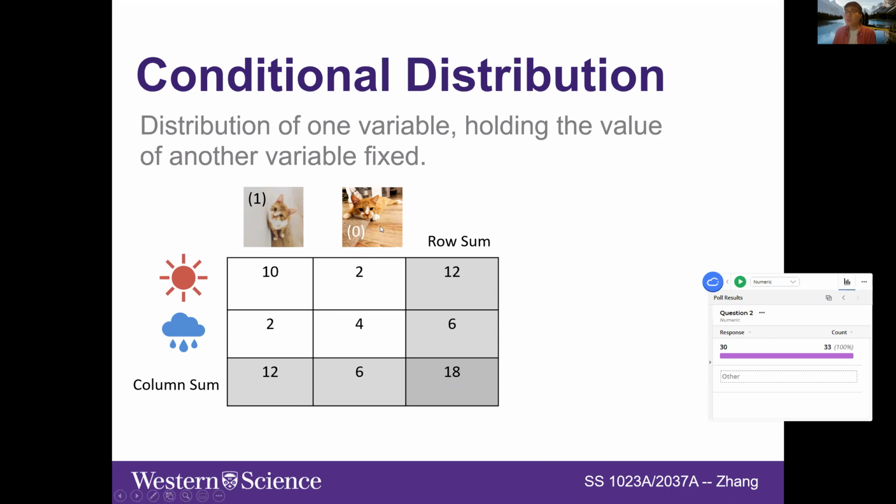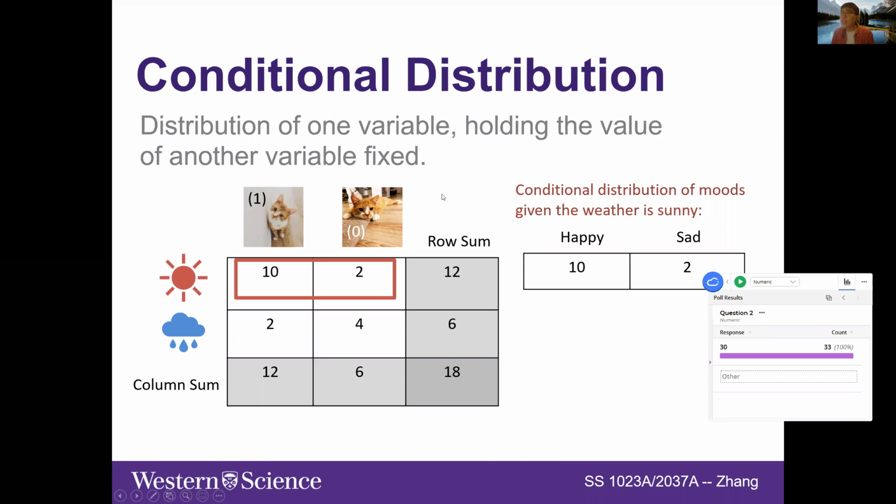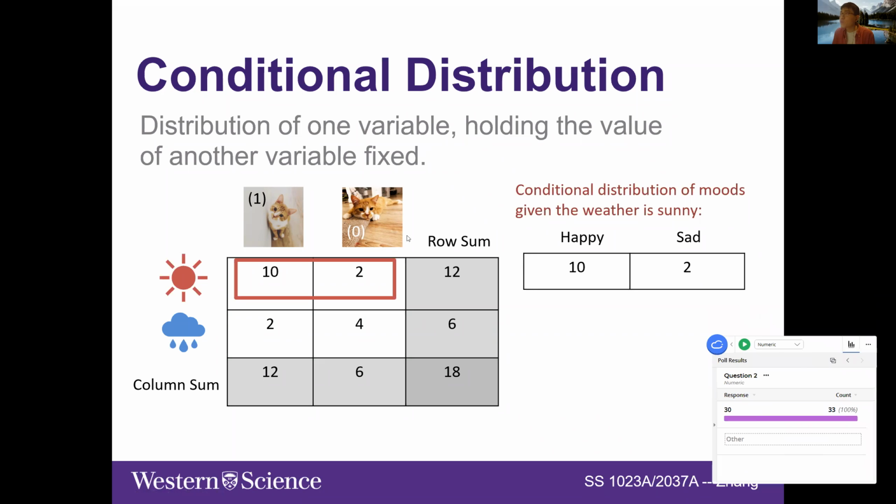For example, when we study the distribution of the moods, we are specifically only interested in the weather when it is a sunny day. In that case, for that distribution, we have a condition, right? The condition is that we only look at the sunny day. So the conditional distribution will be given only by this row, which is the 10 and 2. And again, because conditional distribution is a distribution, always remember to put both the labels and the numbers together.